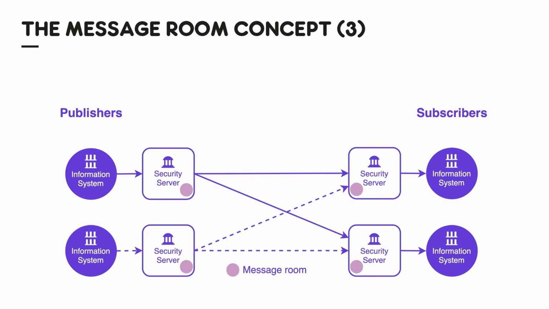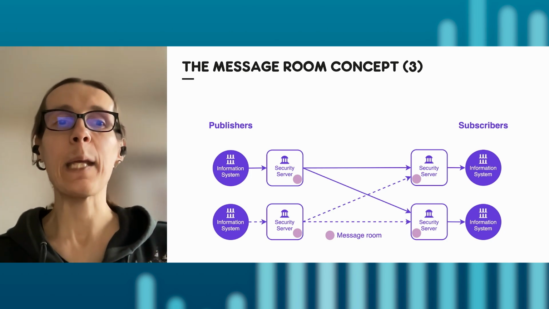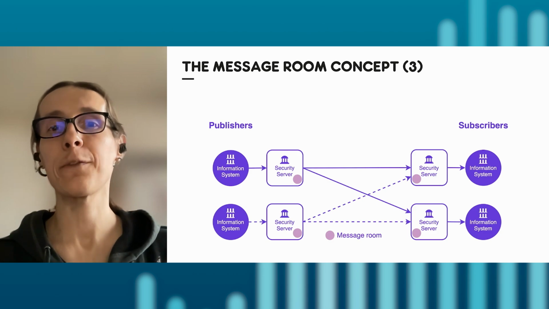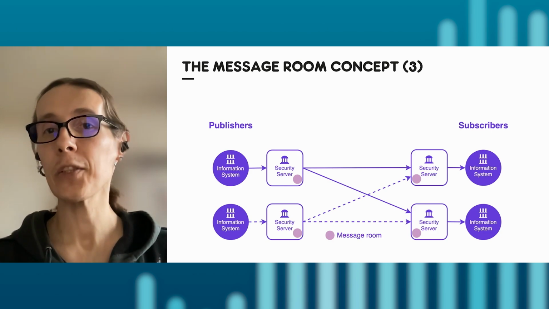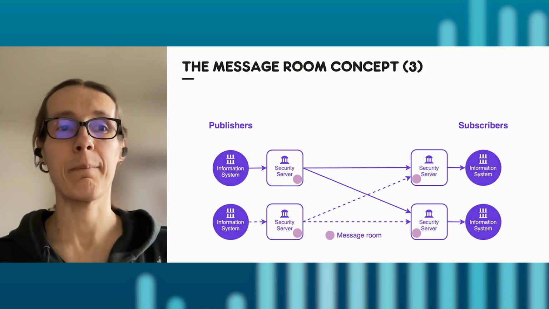Since X-Road is based on a decentralized architecture, the X-Road-based implementation doesn't include a centralized message broker. Instead, each security server acts as a decentralized message broker, which means that the publisher's security server talks to each subscriber's security server directly. In this way, the data published to a message room is always transferred directly between publishers and subscribers. No third parties have access to the data.